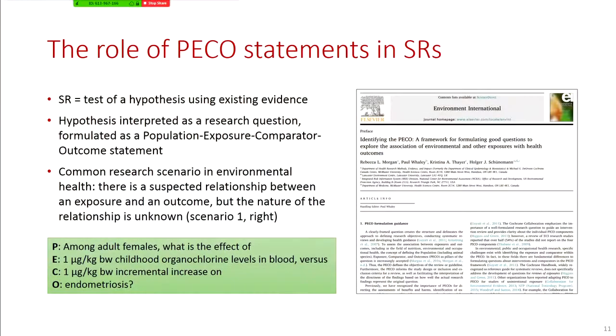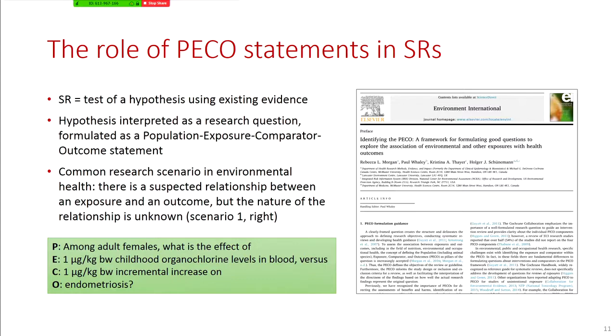So you've got this PECO-based framework for evidence integration, which I think may give us an opportunity for rethinking, in fact, how we stream evidence by suggesting we don't need to stream it at all. So we have a systematic review, which is a test of a hypothesis using existing evidence. And when we do a systematic review, we interpret our hypothesis as a research question, which we formulate as a population exposure comparator outcome statement.